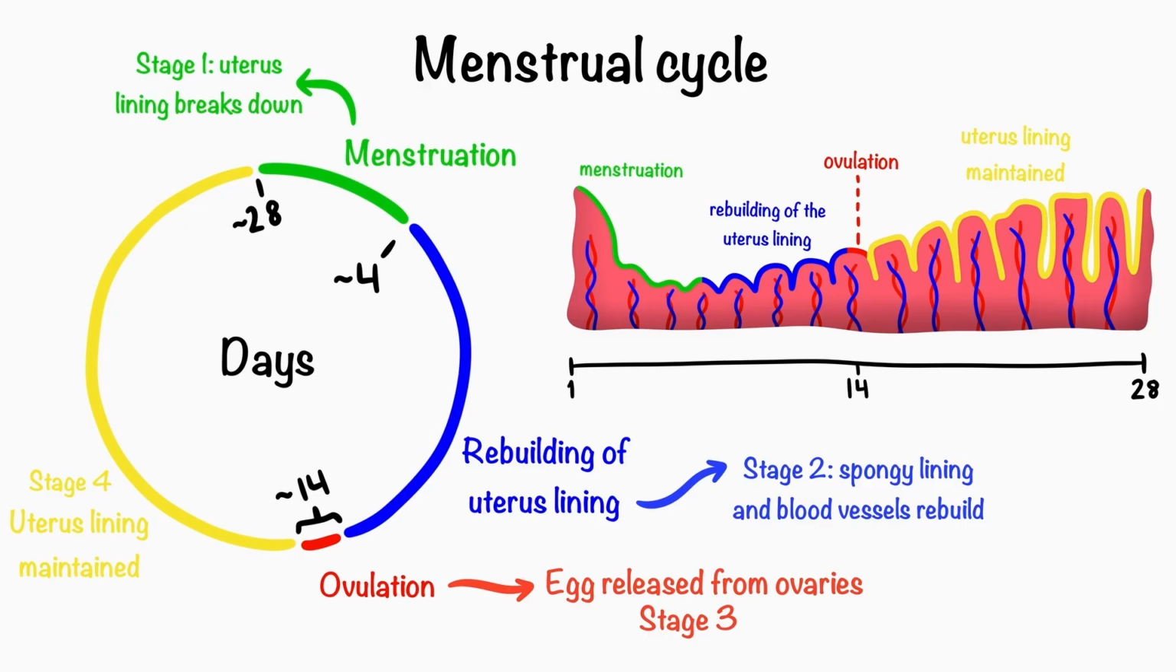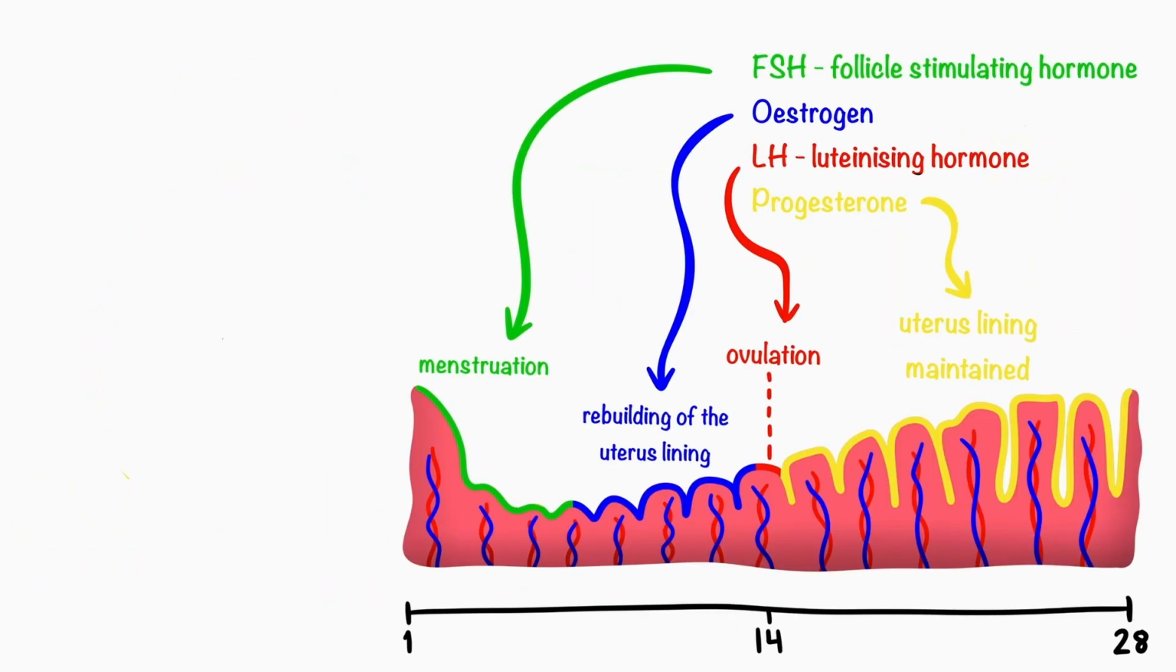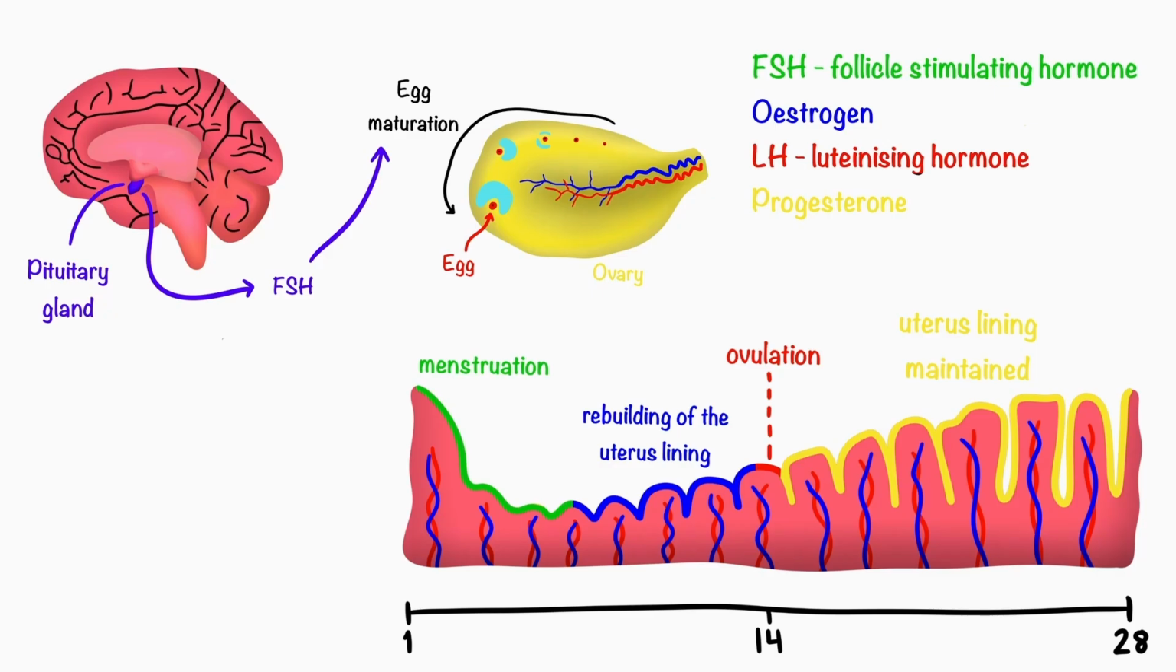If no fertilized egg has implanted in the uterus wall by this time, the spongy lining starts to break down and the cycle begins again. This cycle is controlled by a complex interplay of four hormones: follicle stimulating hormone, luteinizing hormone, estrogen, and progesterone.